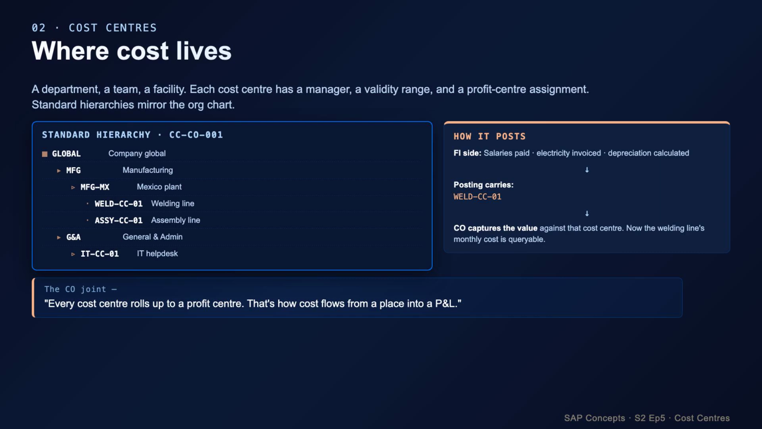Cost centers are organized into standard hierarchies that mirror the org chart. Welding rolls up to manufacturing, which rolls up to the company. When finance books a posting, the posting carries a cost center assignment. Controlling captures the same value against that cost center.